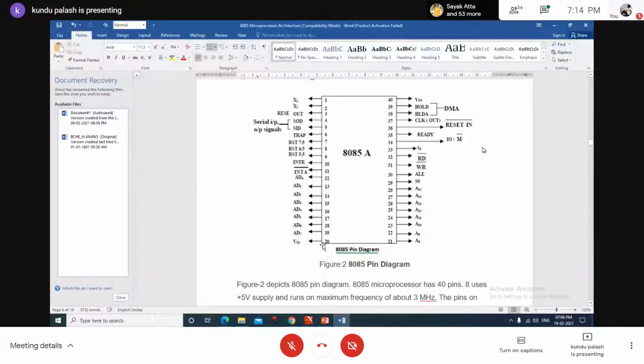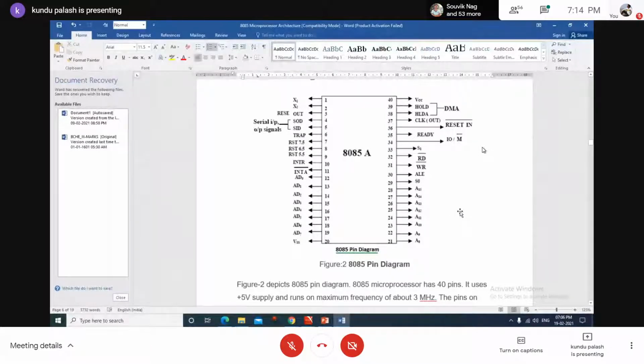One is called VSS, which must be grounded to 0 potential. Another is called VCC, which is connected to the regulated DC power supply. Leaving these 2 pins, the other 38 pins have functions like these.